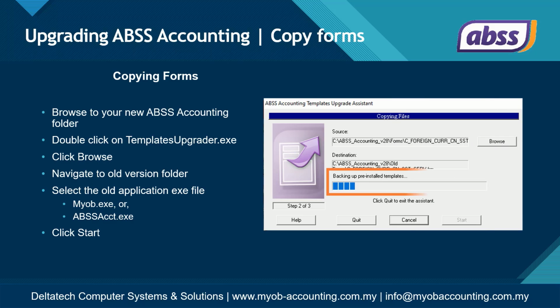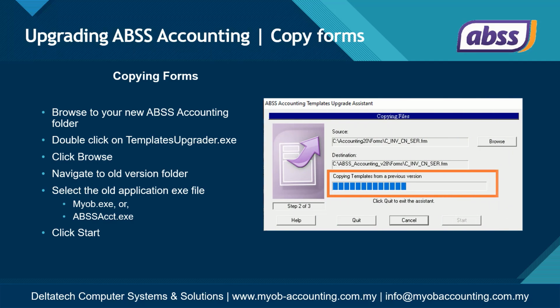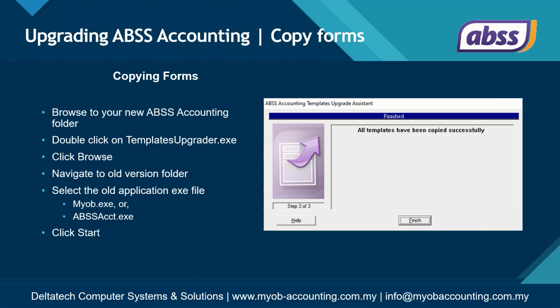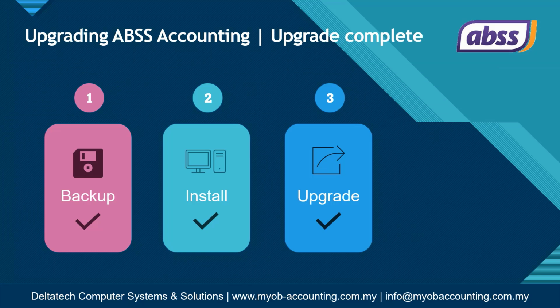ABSS will first make a backup of the forms in the new version. These forms will be copied to a folder named Old Forms. When that process has been completed, ABSS will copy the forms from the old version to the new version. After all the forms have been copied over to the new version, you will see this screen. Click Finish to complete the process. You have now completed the process of upgrading ABSS accounting.